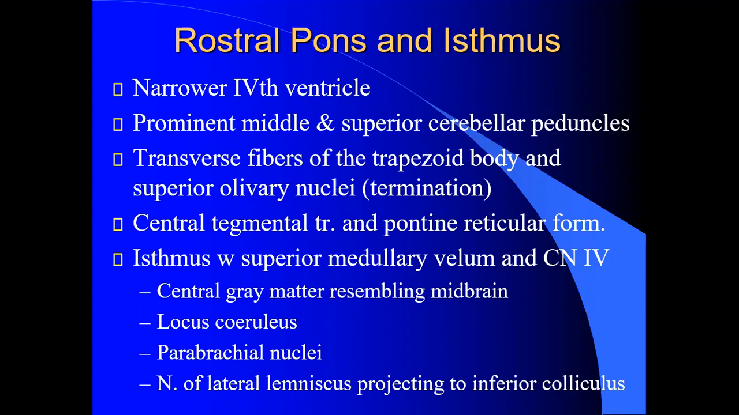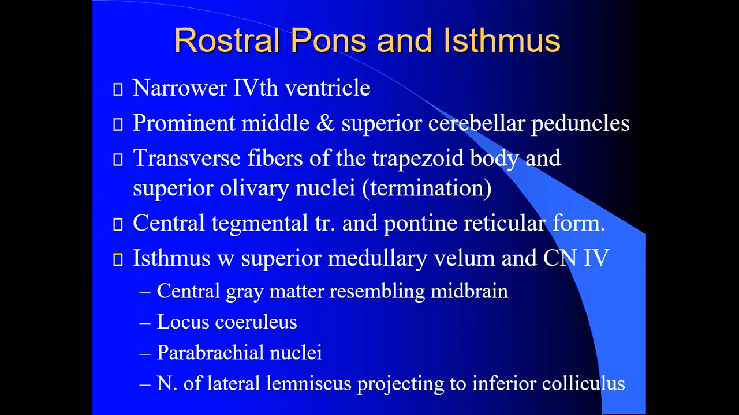So let's start grossly. What do we got? How do you know when you're in the rostral pons as opposed to the caudal pons, for instance? Well, first of all, the fourth ventricle gets smaller as you go up, because in the midbrain it's going to be the aqueduct of Sylvius. So it's got to get down to that level. So that's the first thing that's happening.